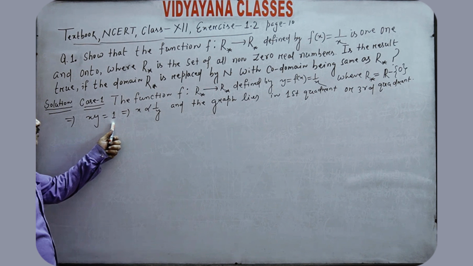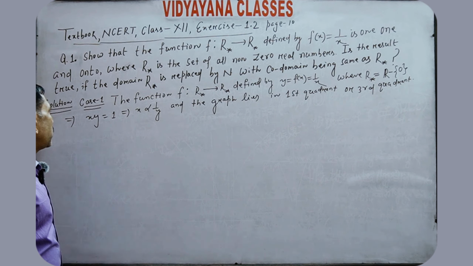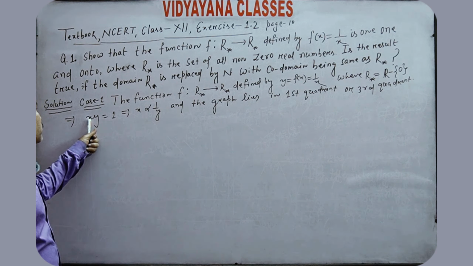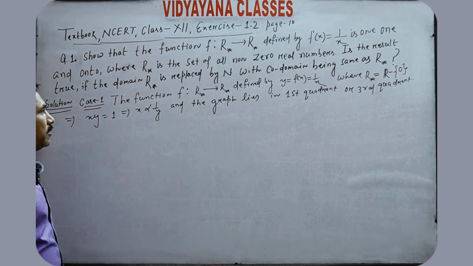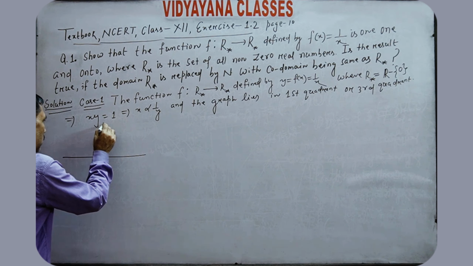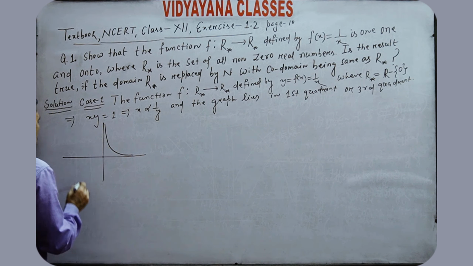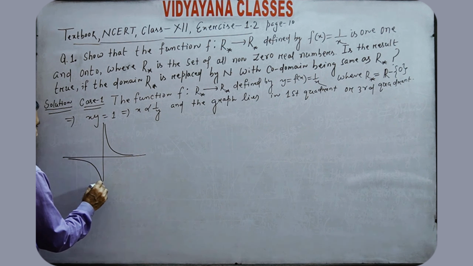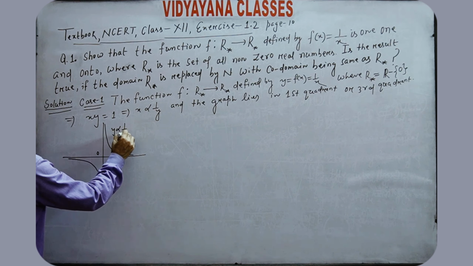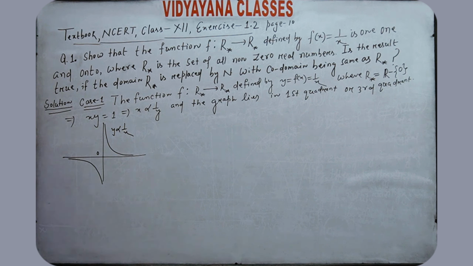x into y is equal to 1. x and y are inversely proportional. xy is equal to 1. That means (x, y) lies in the first quadrant or third quadrant. Since x and y are inversely proportional, y is inversely proportional to x. y is equal to 1 by x. Test for 1-1.